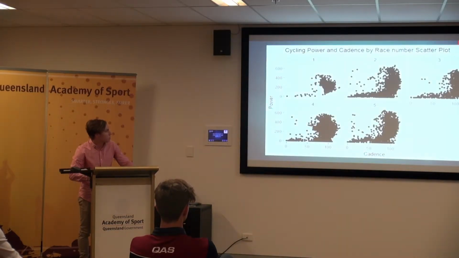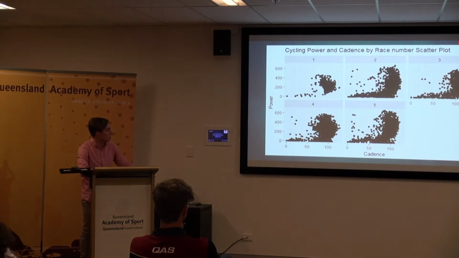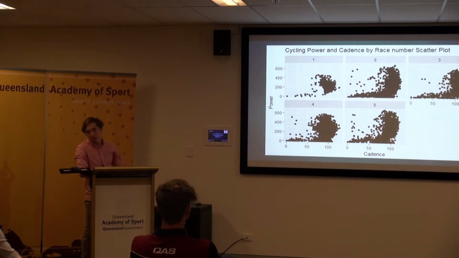If I just skip to this slide. So this was one of our initial plots, just to see how cadence varied with power for each of the 5 races. There were 5 races in the data set. And you can sort of see from this plot that most of the athletes held around 95 cadence. So that might be due to how they've trained and things like that.